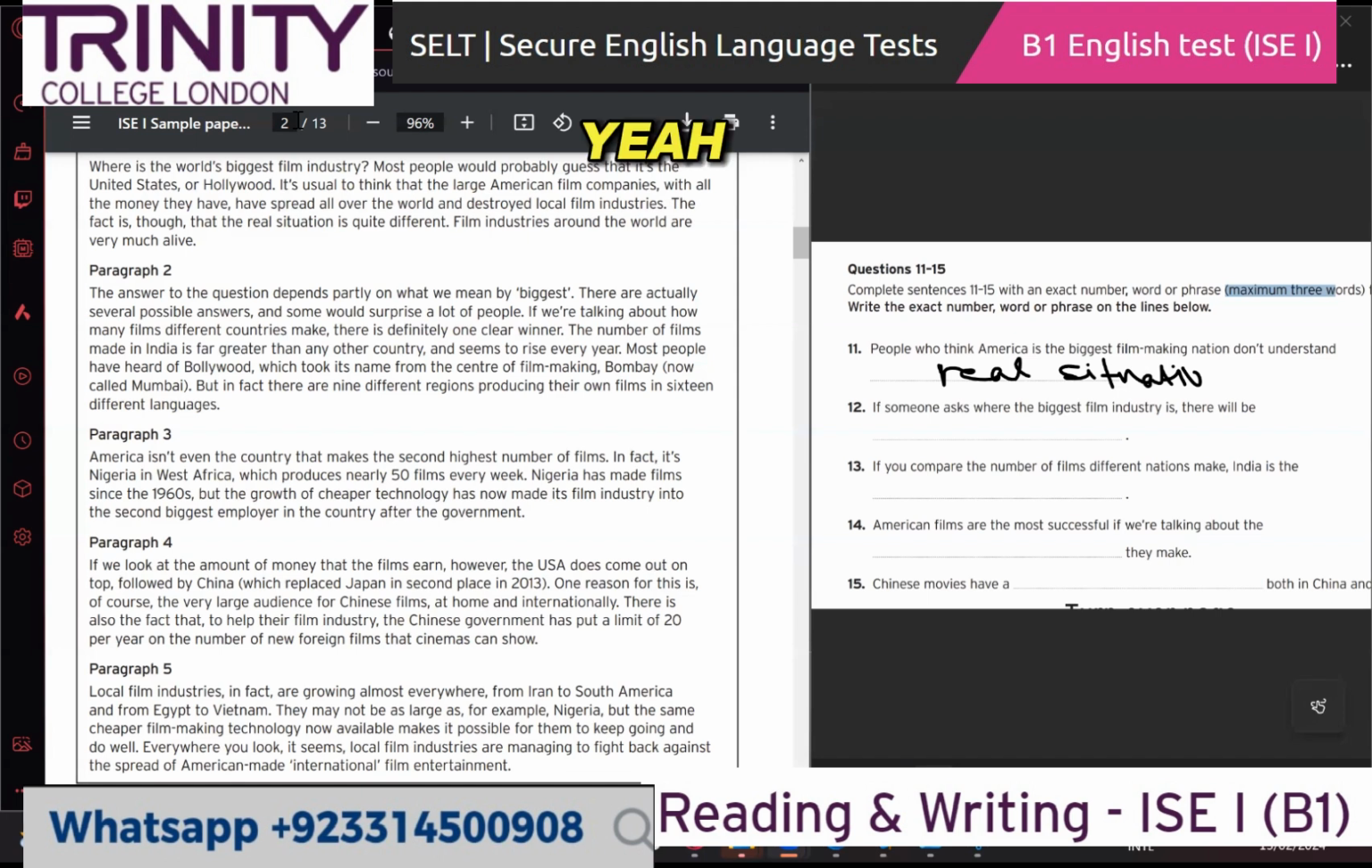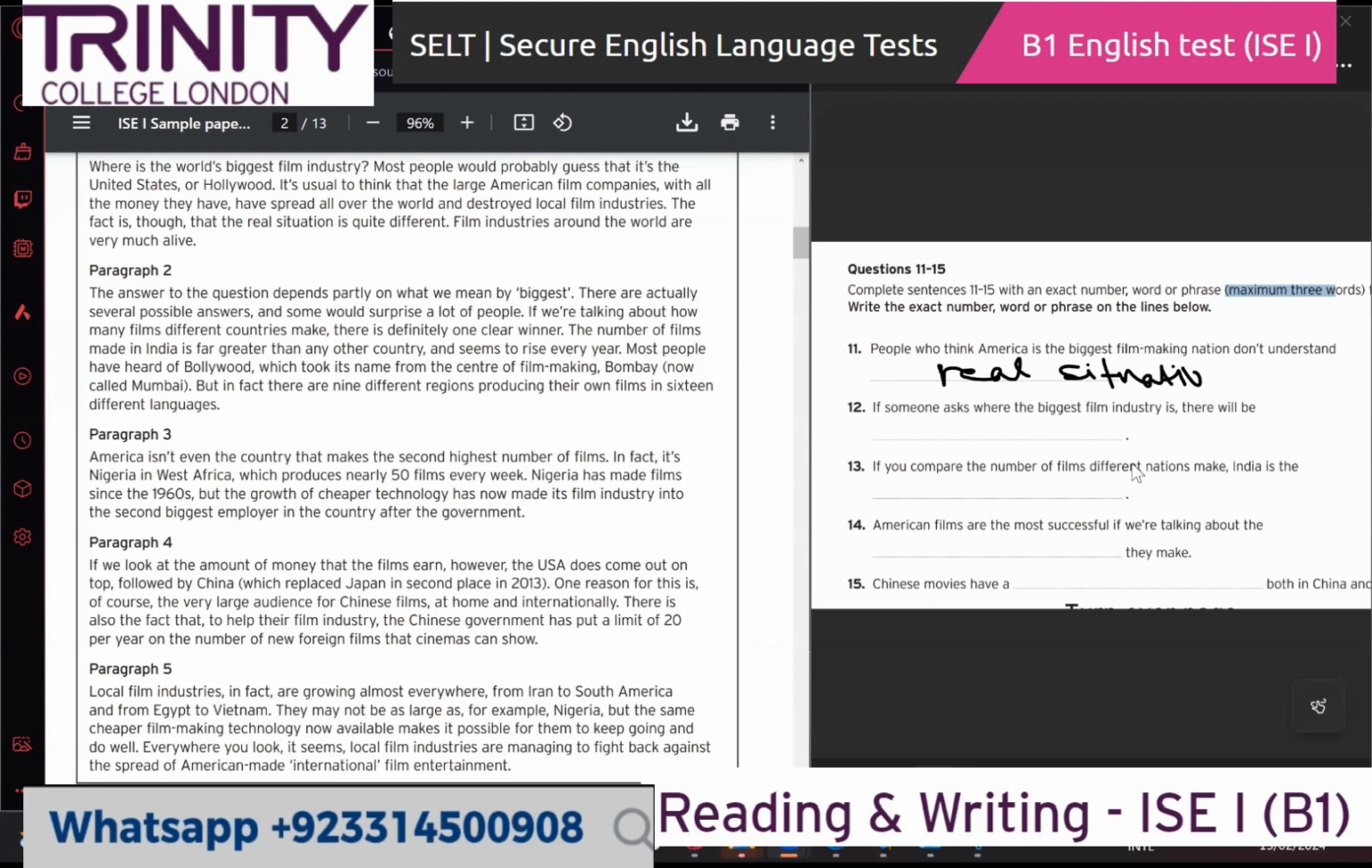So what's your answer for 12 and why do you think that's the answer? 12th is Bombay. No, sir. If someone asks where the biggest film industry is, there will be a blank. The answer is mentioned in paragraph 2, in the top 2 lines.